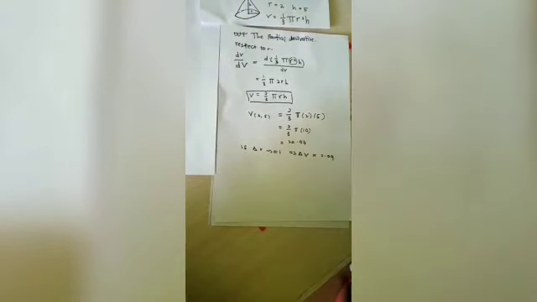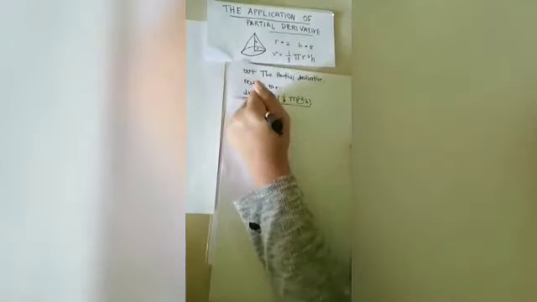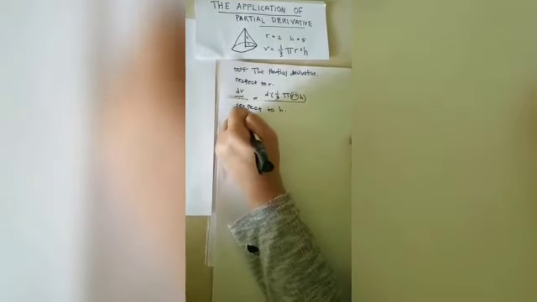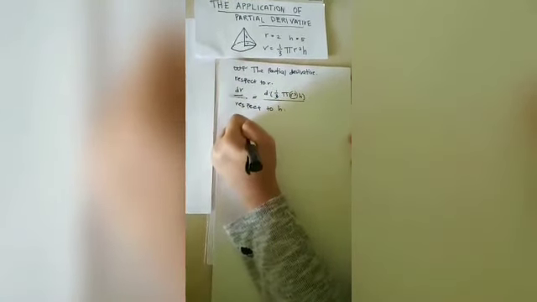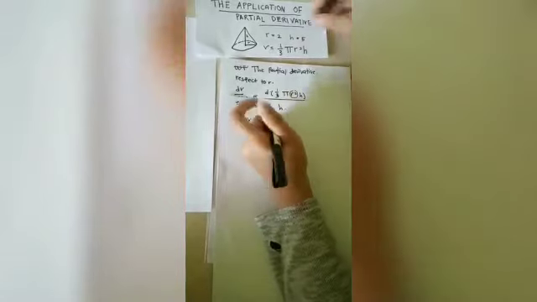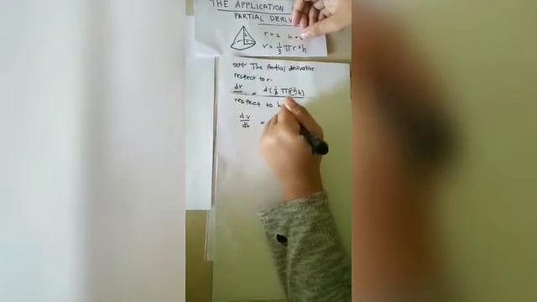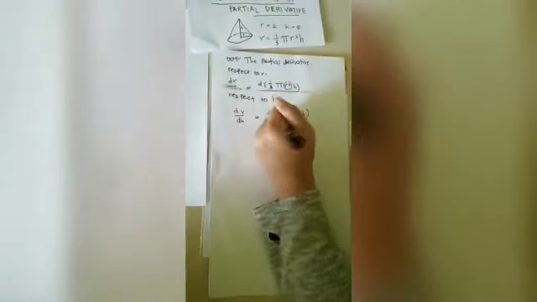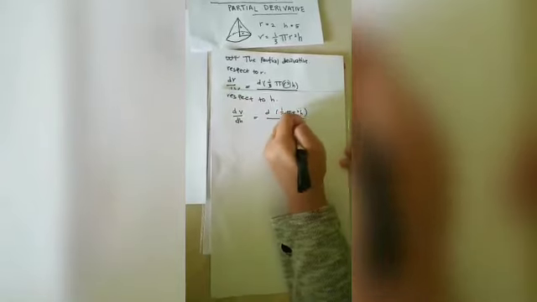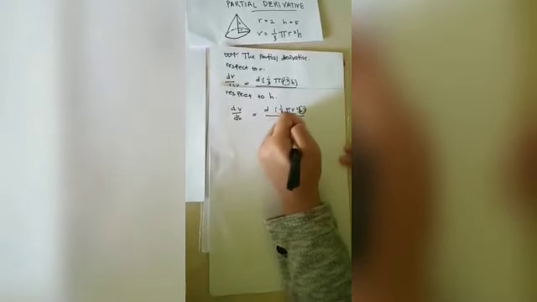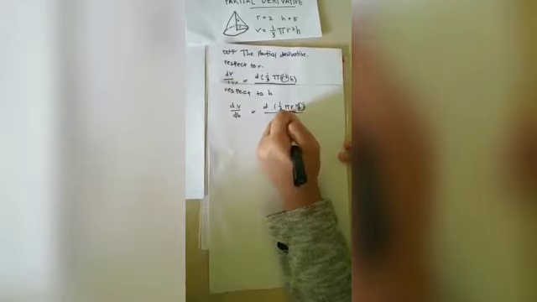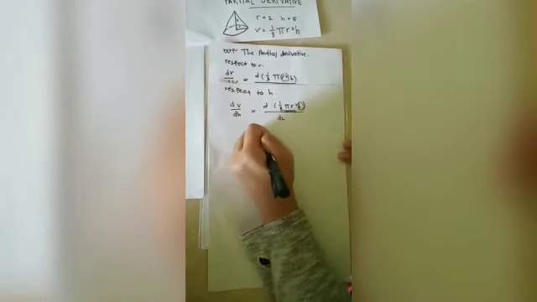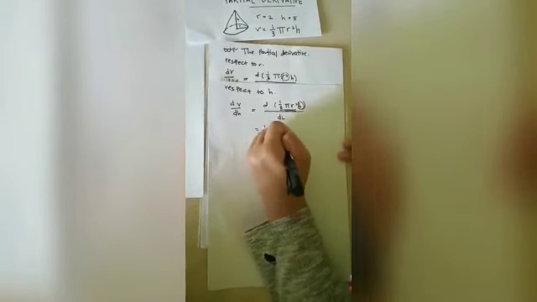Now we differentiate with respect to h. Okay, dV over dh equals the derivative of the formula of volume, 1 over 3 pi r squared h, over dh. Now we differentiate h, and we treat 1 over 3 pi r squared as constant, and the answer is 1 over 3 pi r squared.